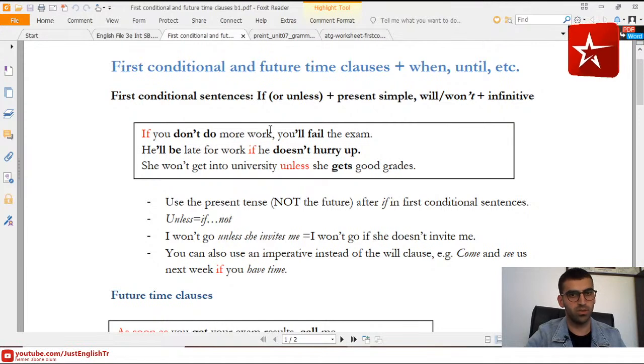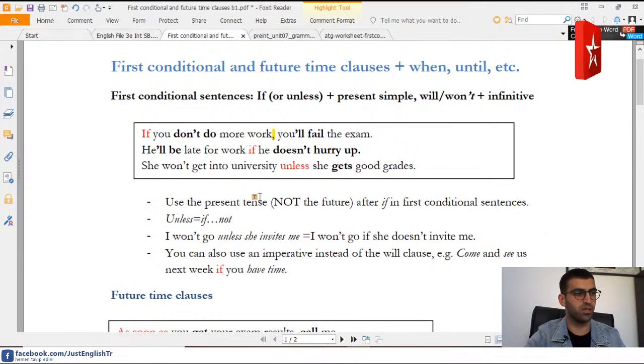Pay attention to this small note here. It is about the comma. If the if clause comes at the beginning of the sentence, we have to use a comma. But if it comes later, after the main clause, we don't use any comma. Like this: he will be late for work if he doesn't hurry up.